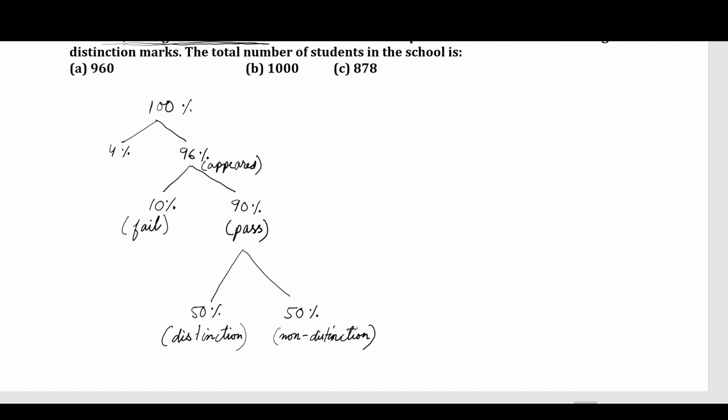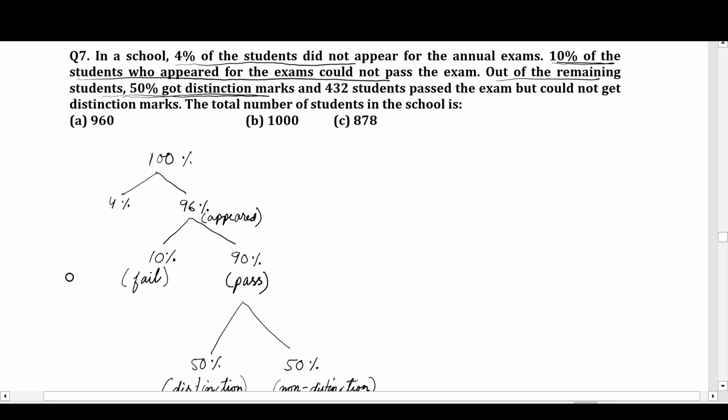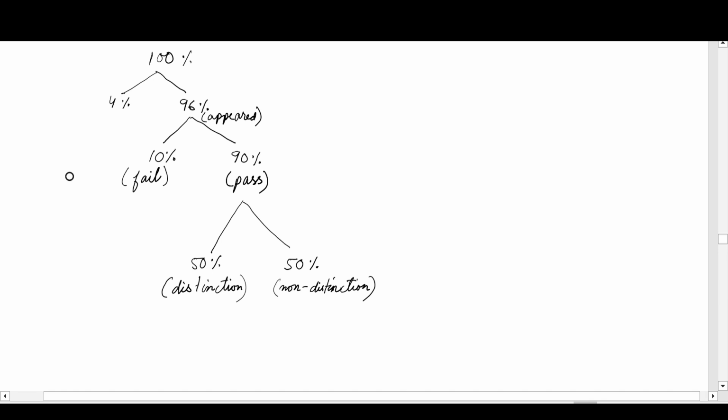The question says 50% got distinction marks and 432 students passed the exam but could not get distinction marks. So those who did not get distinction are 50%, which is 432 students.